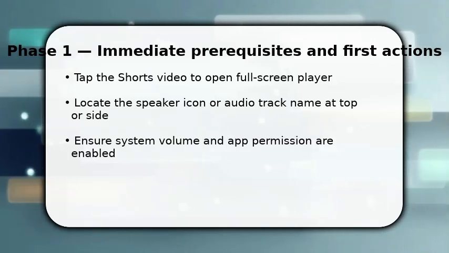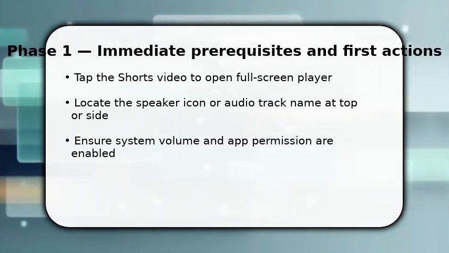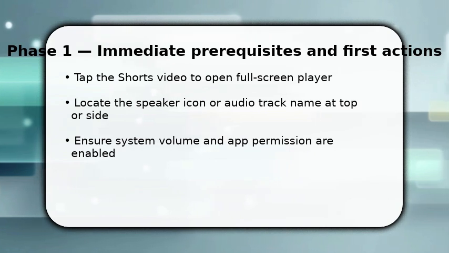You start by opening the Shorts video in the full screen player. Tap the speaker icon or the audio track name to access volume controls. This reveals in-app options versus system volume. Make sure your device volume and app permissions are enabled so adjustments take effect.